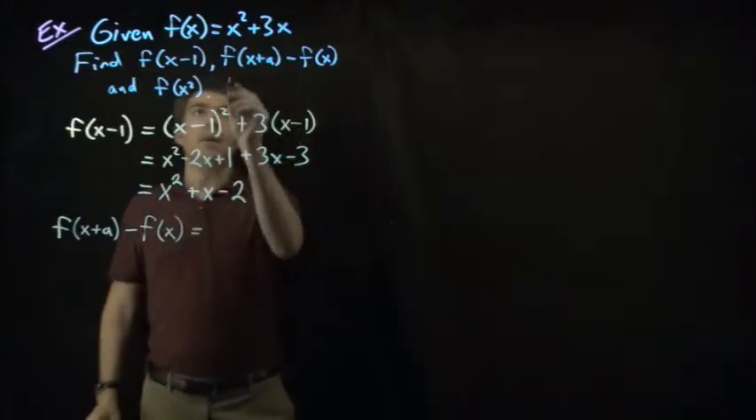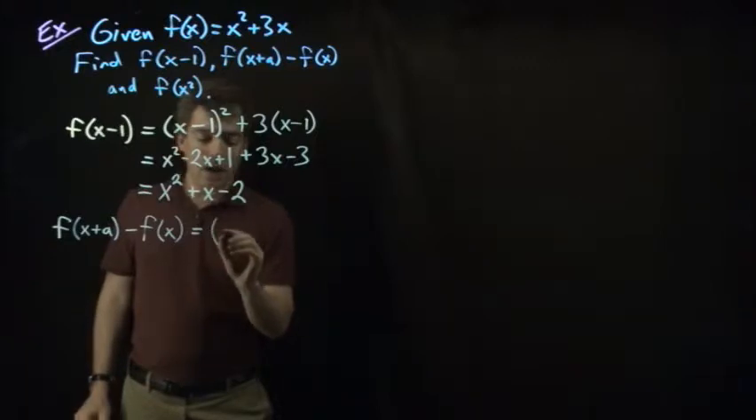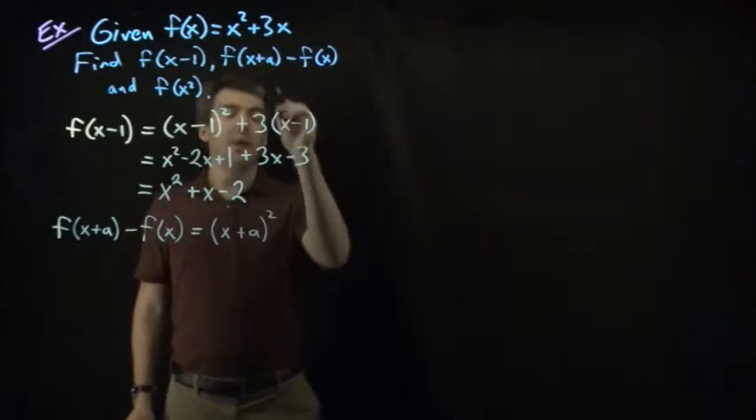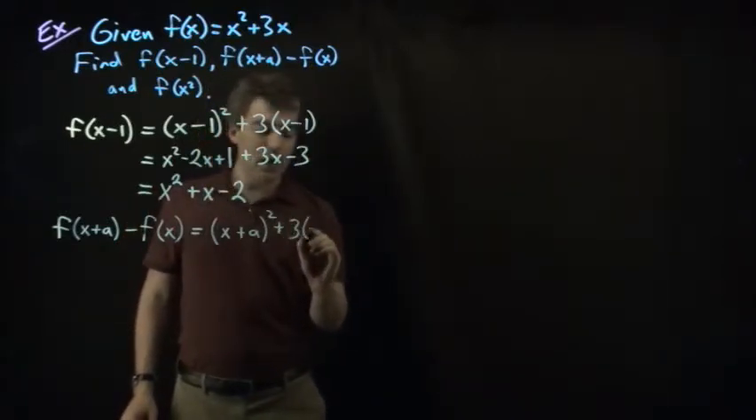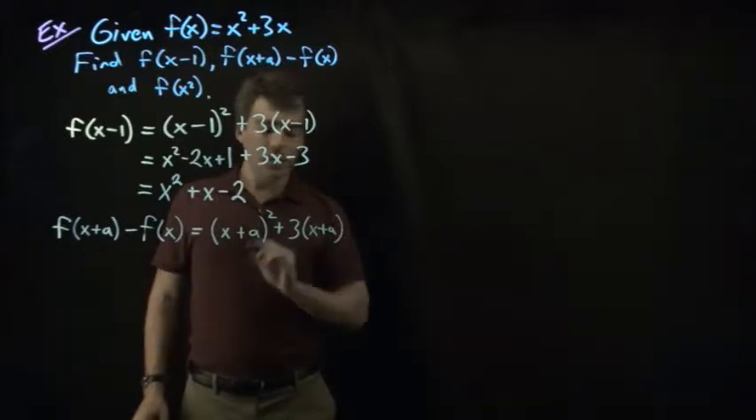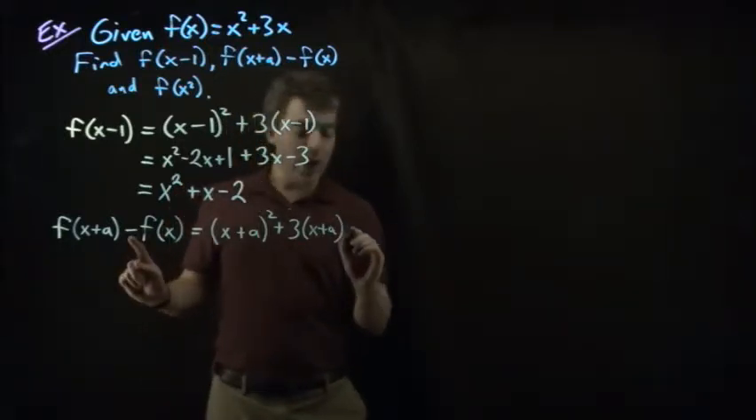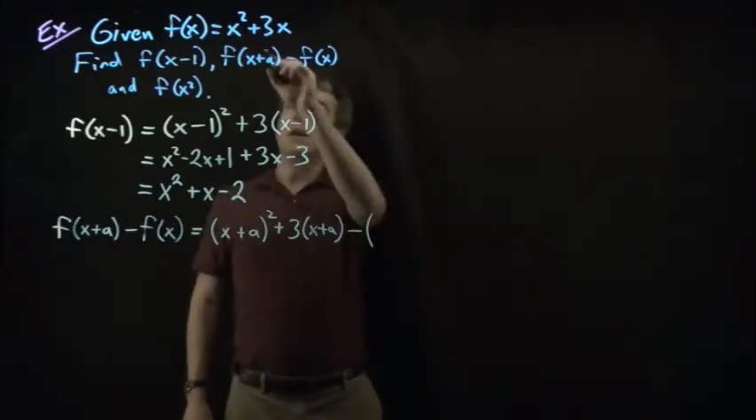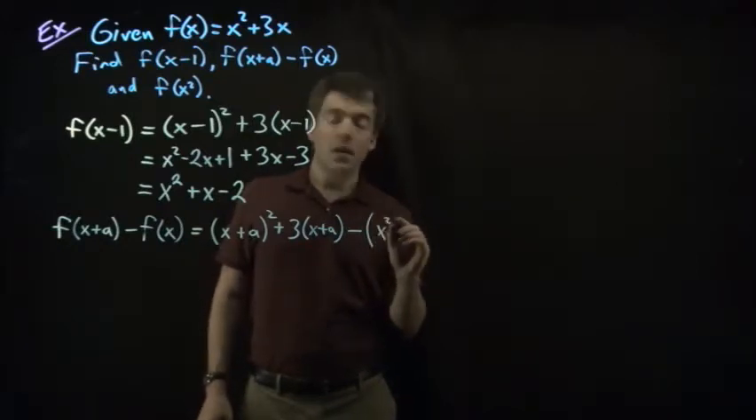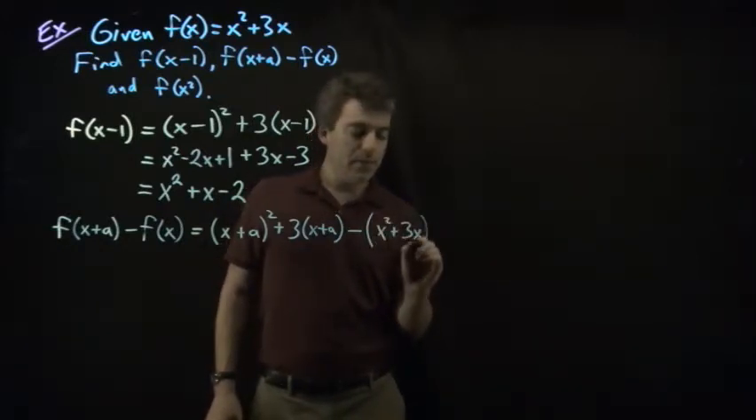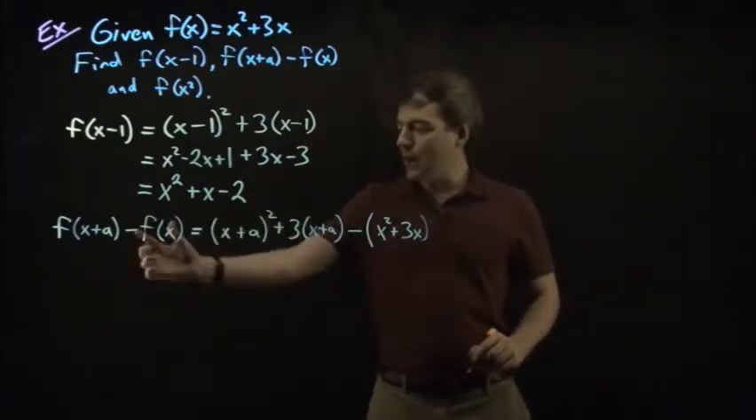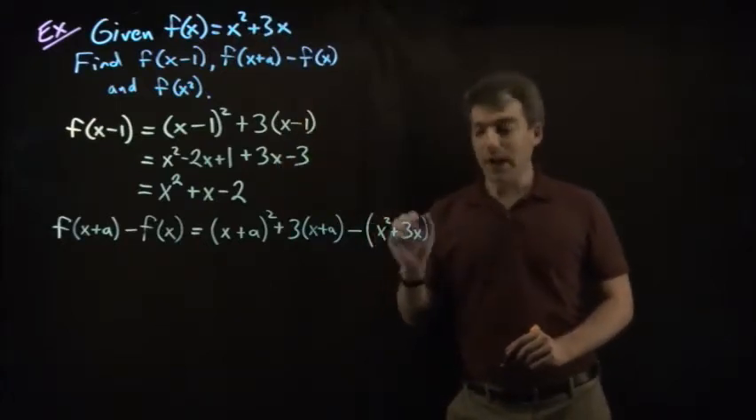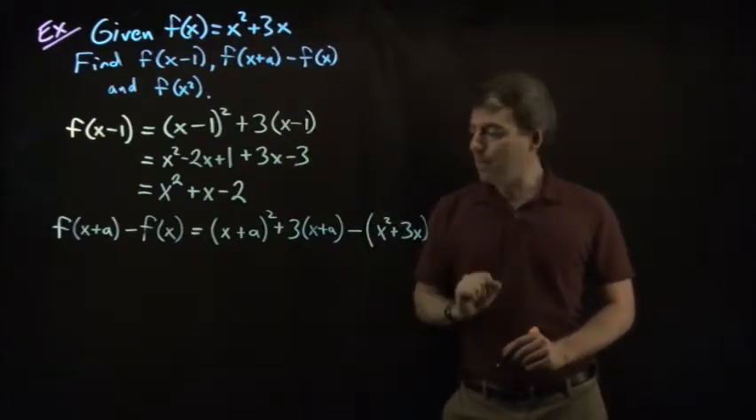f of x plus a, we have x plus a, quantity squared, plus 3 times x plus a. Then we're going to subtract f of x. And when we do that, we'll want to put parentheses in here. So x squared plus 3x. And we put the parentheses here because we want to subtract the function, the whole function. So we want to treat it as one thing being subtracted. So the parentheses make that clear.